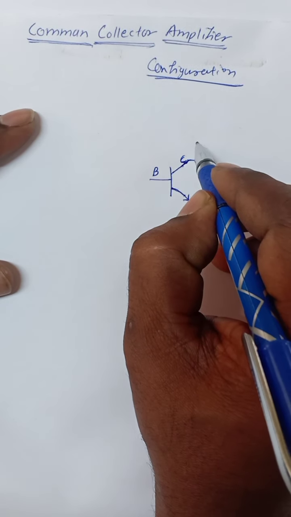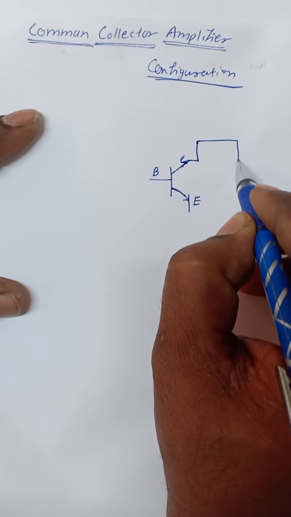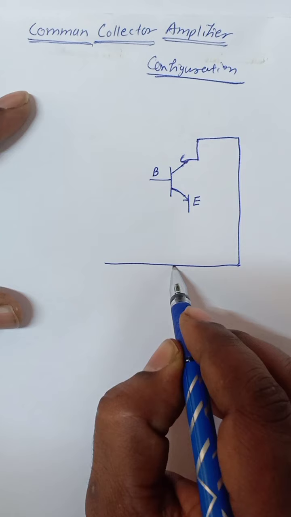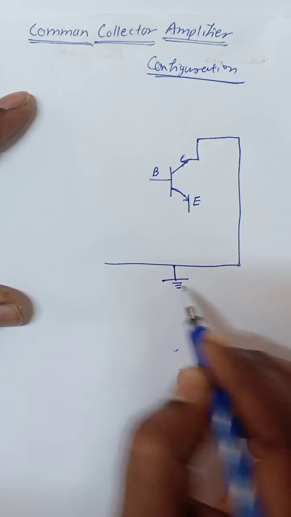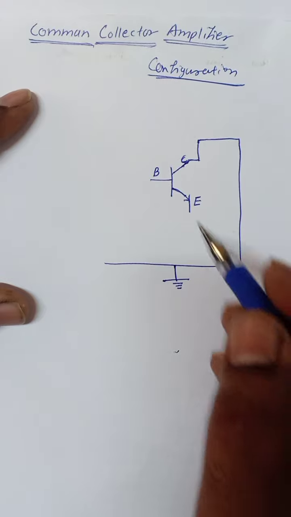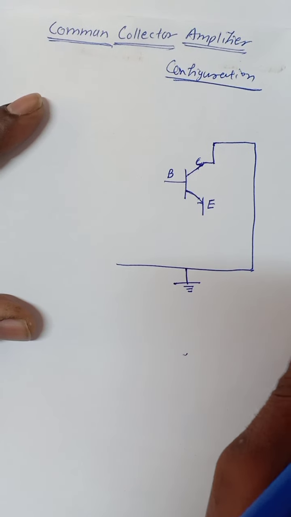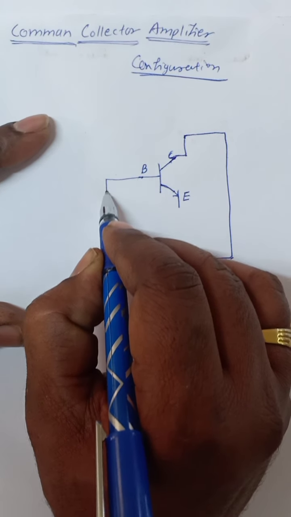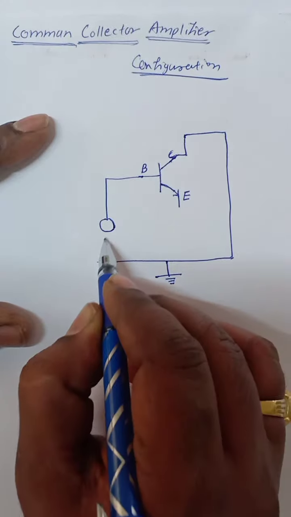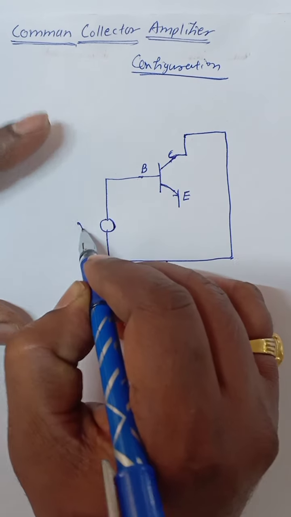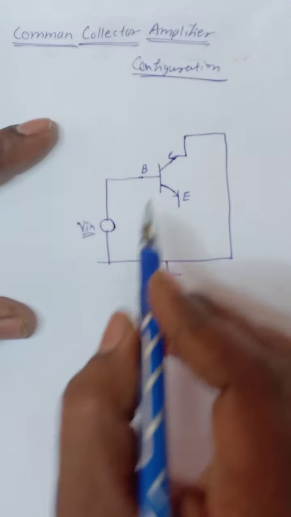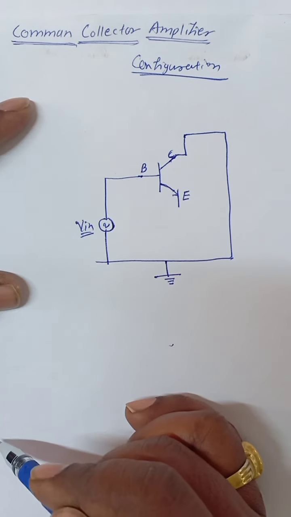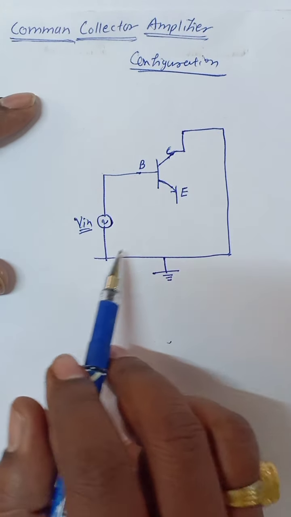Now we are going to see how we are going to draw the common collector configuration. Here the collector is made common. Common means you have to connect it to the ground directly. And we are going to apply the input voltage between base and collector. So input is applied between base and collector.